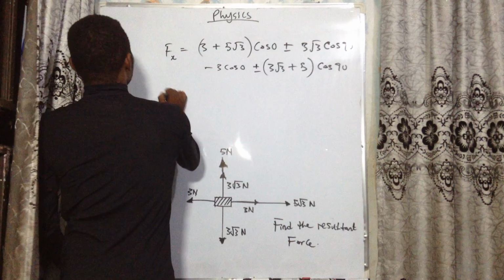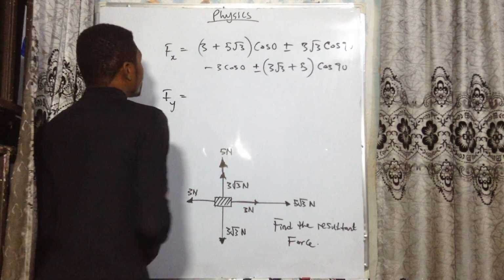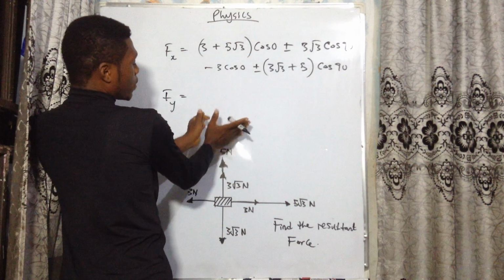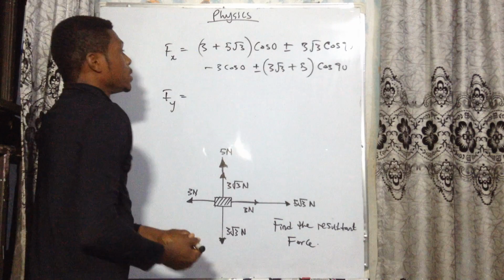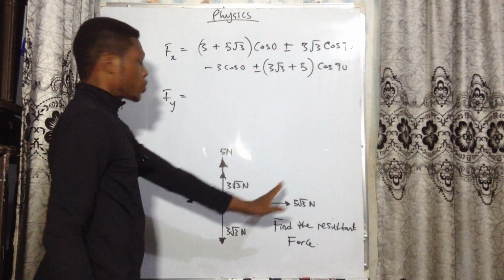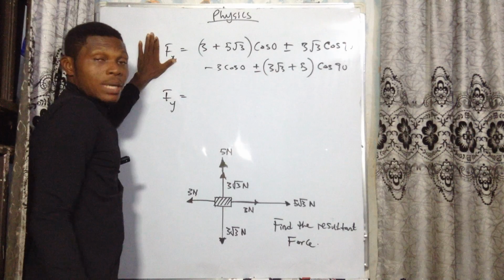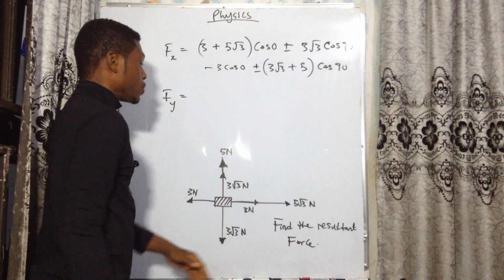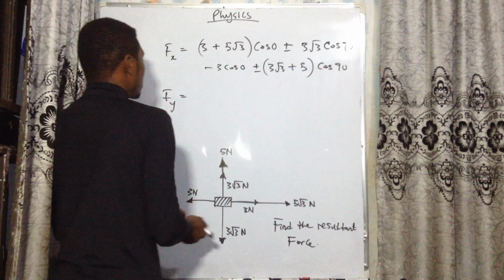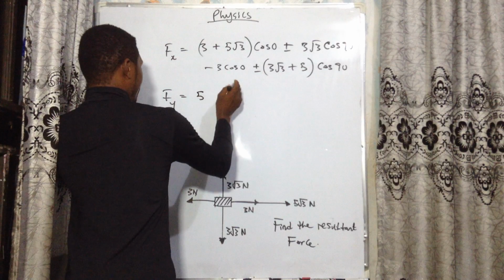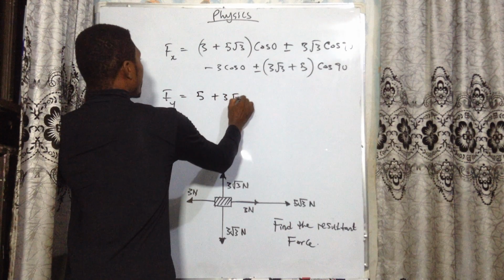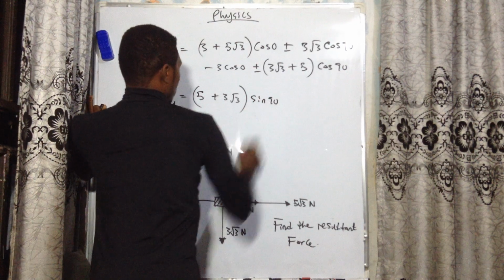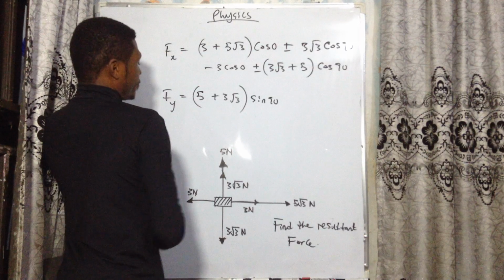Now the vertical component is Fy equal to, we have, no, up is plus, down is minus. In this case, right is plus, left is minus. That is in the horizontal component. But in the vertical component, up is plus, while down is what? Minus. So Fy is (5 plus 3 root 3) sine 90. Remember, the angle here is 90 degrees.